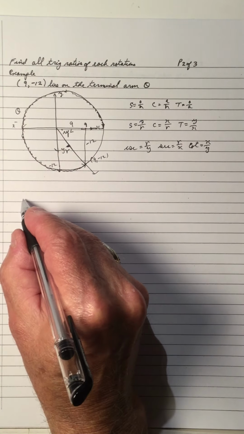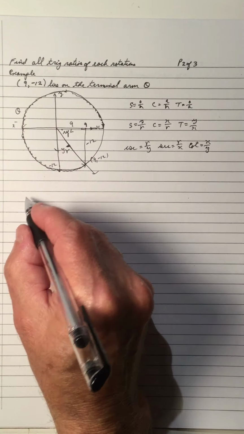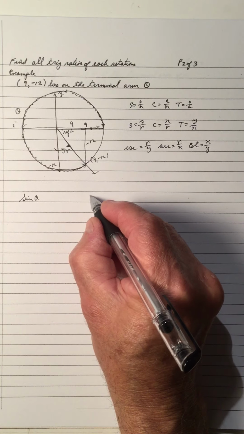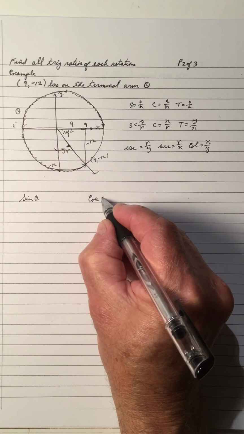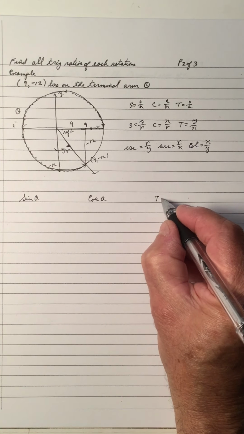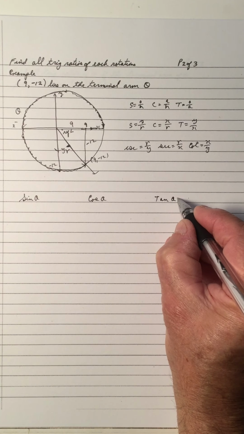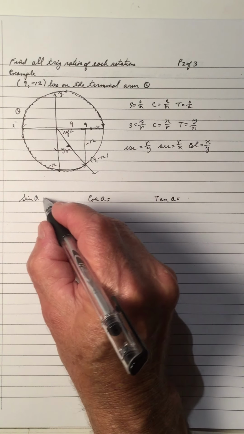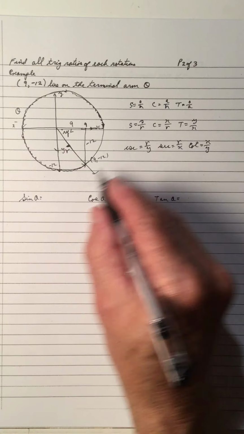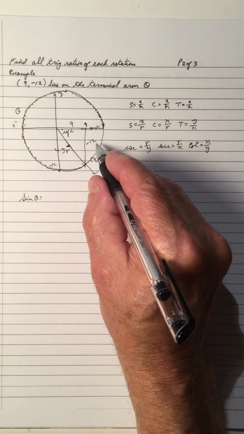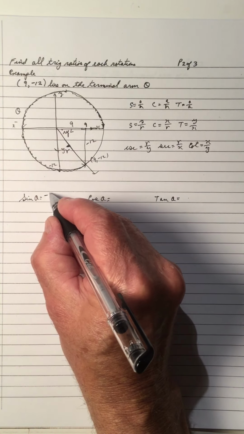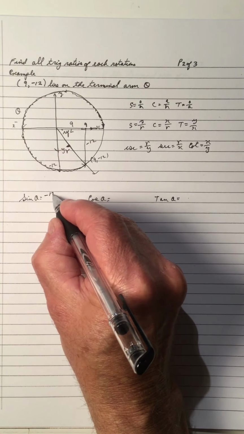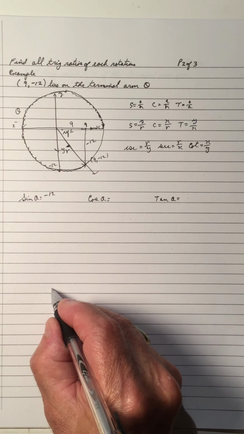So here we go. Sine of theta, cos of theta, and the tan of theta. Let's find those first. So the sine is the y over the r, so that's negative 12. Oh, we've got to find the radius. Well, I forgot to find the radius. So let's find the radius.